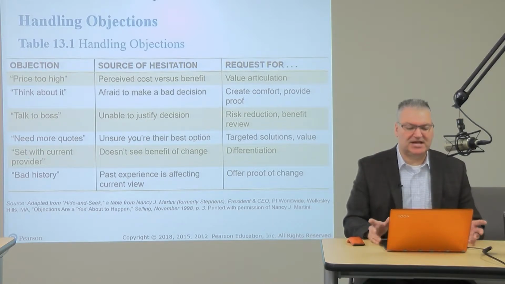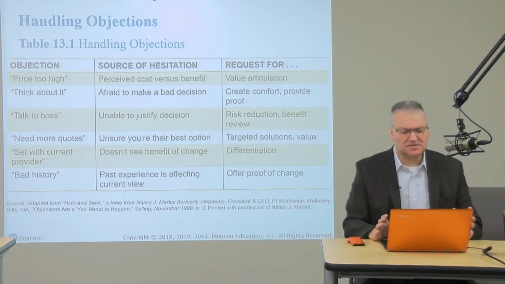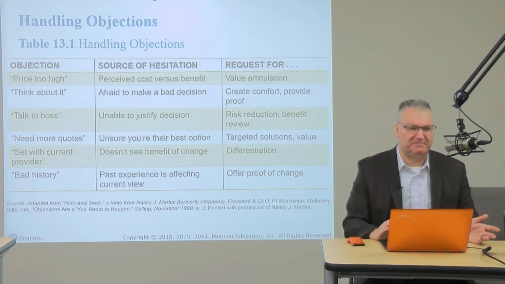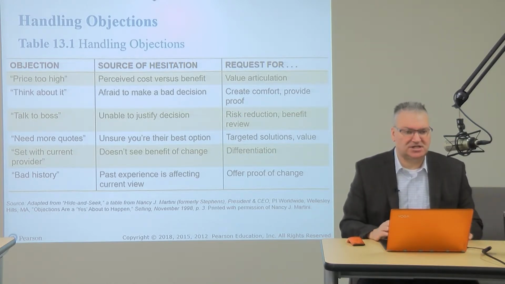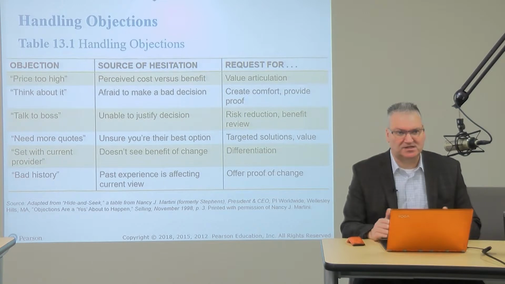Let's talk about some of the objections, because in negotiation, you're going to have objections. The objection that the prospect might say, the price is too high. So their source of hesitation is the perceived cost versus benefit for them is too low. So we need to figure out ways to get them to understand where the value is and restate the value proposition. If they say they're going to think about it, they're afraid to make a bad decision, or they may be waiting for more other opportunities to come along.